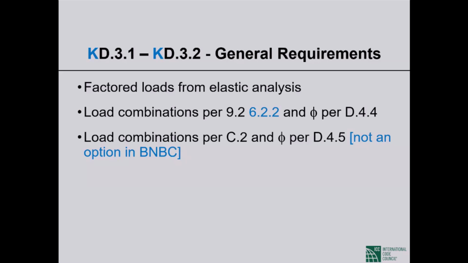Okay. Load combinations. So in ACI 318 Appendix D, there was a choice of using load combinations in Appendix C rather than load combinations in Chapter 9. Those are traditional ACI load combinations that we need not worry about. There was a set of phi factors to go with those other load combinations. None of that is in BNBC 2020. So your only choice is load combinations from section 6.2.2 and the phi factors to go with those load combinations that are in section D.4.4.